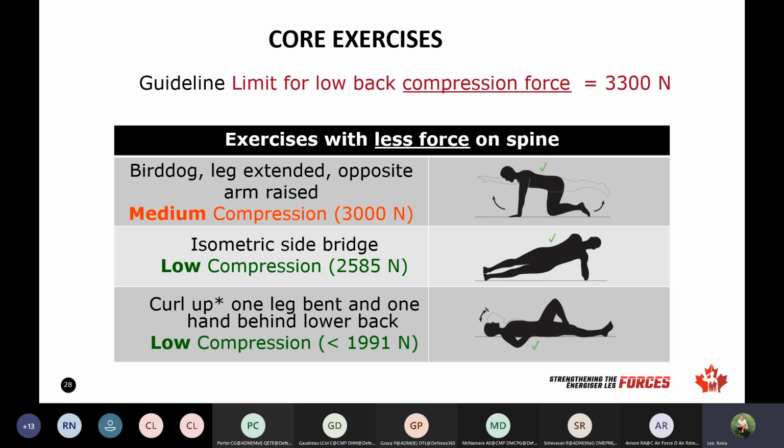The second exercise would be a side plank. It's also a great challenge for all of our core muscles, in particular the transversus abdominis, so our side abdominal muscles. And then we've got the curl up. All of these exercises can progress to more challenging ones.